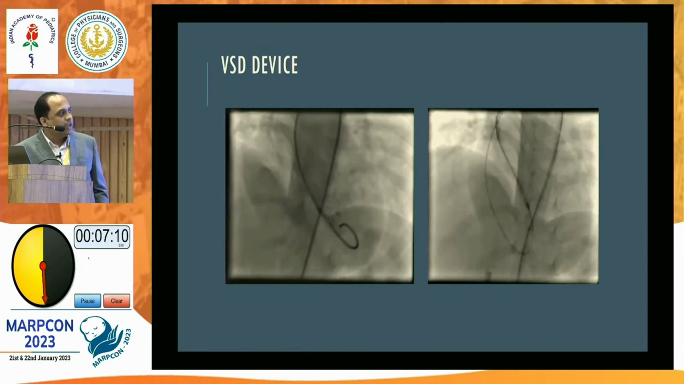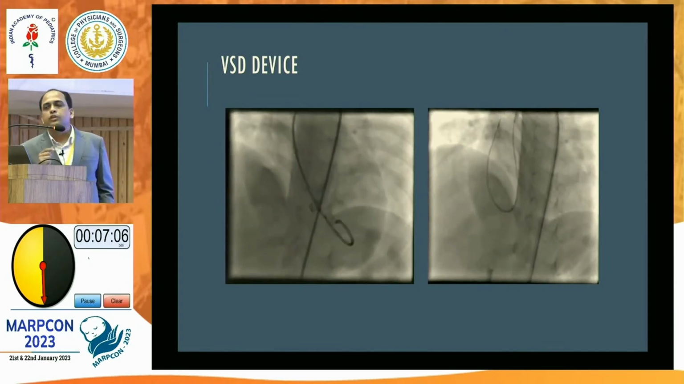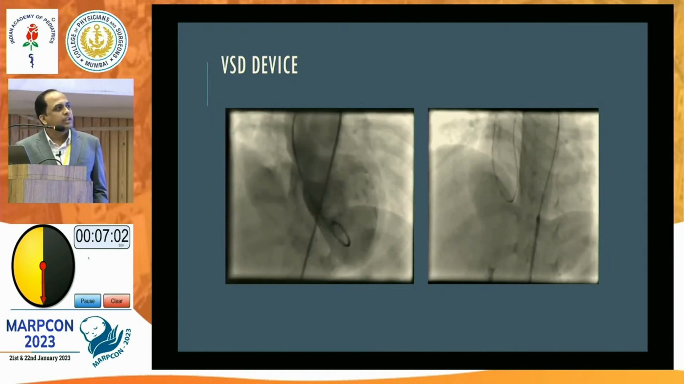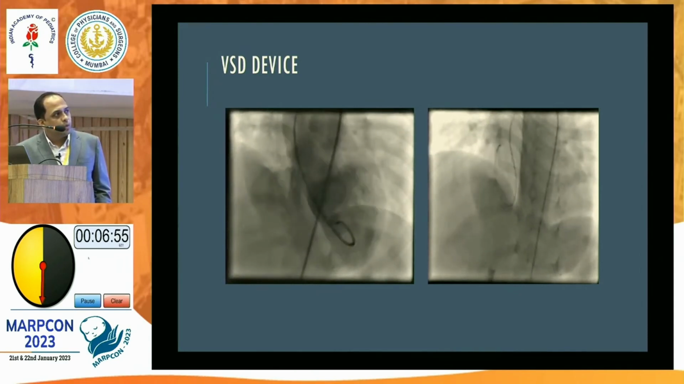This is the right ventricle, and this is the aortic wall here. This defect is just below the aortic wall. This defect is known as a perimembranous ventricular septal defect. The second image is where we have crossed the defect with the wire. The wire course is aorta, aortic arch, aortic root, left ventricle, across the VSD, inside the right ventricle.